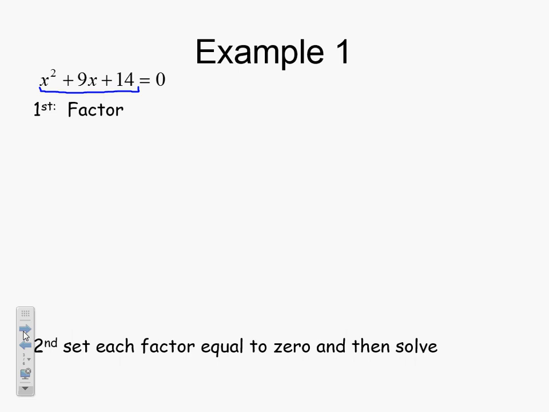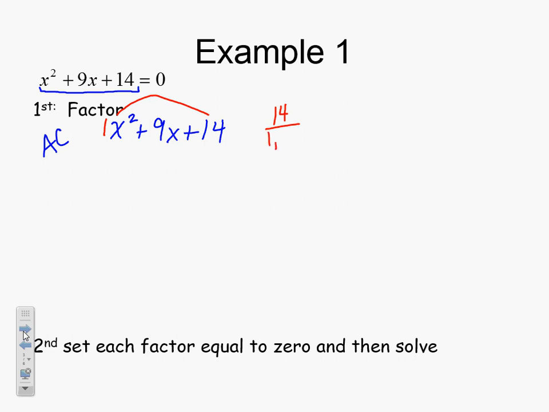Because this has 3 terms, x squared plus 9x plus 14, I'm going to go ahead and use the AC method. So this is a 3-term. I'm going to use the AC method. The AC method again was take the a, which is in front of the x squared, that number, times the c. So 1 times 14. That's 14.